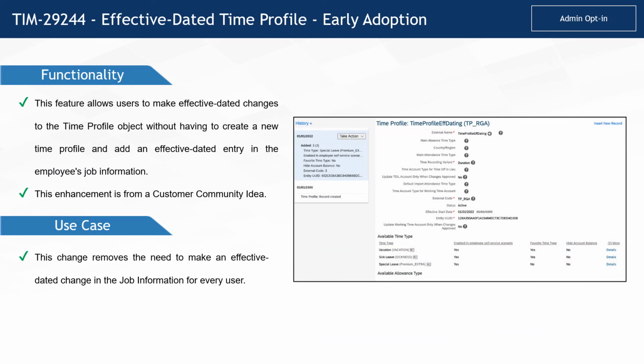The next highlight is an early adoption feature, and this is the effective dated time profile. So this feature allows users to make effective dated changes to the time profile object, such as adding or removing time types on a certain date, without having to create a new time profile and add an effective dated entry into the employee's job information. Instead, you can make the change in the time profile object for all users assigned to that time profile. Effective dating ensures that there's no time gap between the records and enables you to track historical data accurately. This enhancement also has come from a customer community idea, and it's really useful as it removes the need to make an effective dated change in the job information for every single user affected.